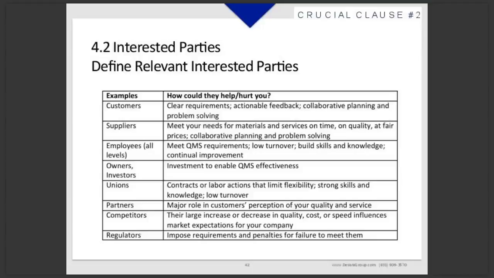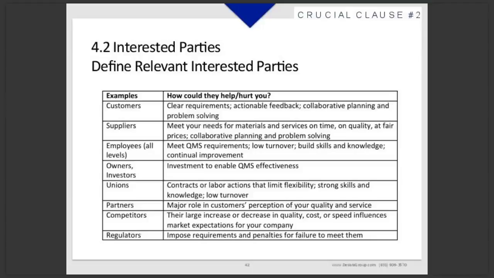Unions, okay, if you've got a union action, that could affect your ability to satisfy your customers, to meet on-time delivery. However, unions could also benefit you by providing a low turnover workforce with strong skills and knowledge. So you want to list your unions as an interested party and then monitor them quarter in and quarter out, and in real time, as to how that union environment may affect your ability to achieve your goals. So it's something you want to keep your eye on because it could create a risk or an opportunity.